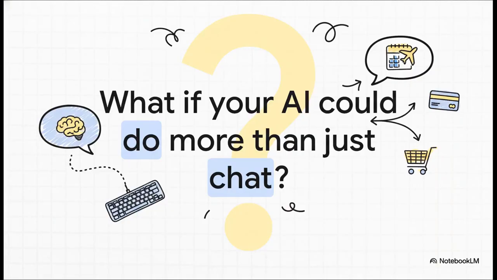So, we've all gotten pretty used to chatbots. You ask a question, you get an answer. But this is the next big leap. We're moving from AI that just talks to AI that actually does stuff. Imagine an AI that doesn't just tell you how to book a flight, but actually goes and books it for you. That's the world of AI agents.